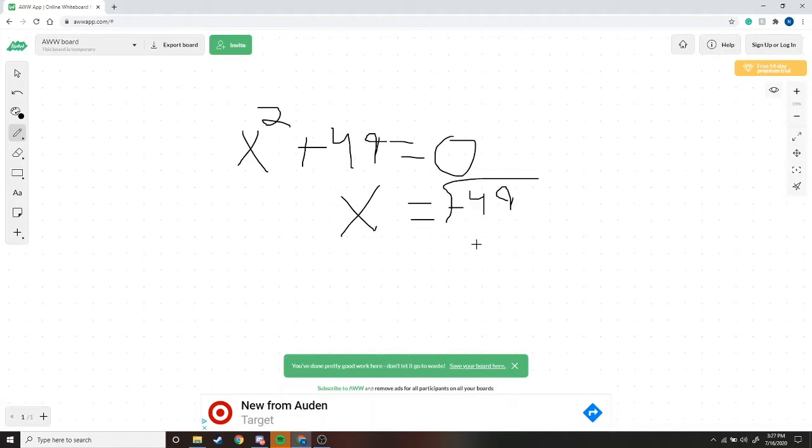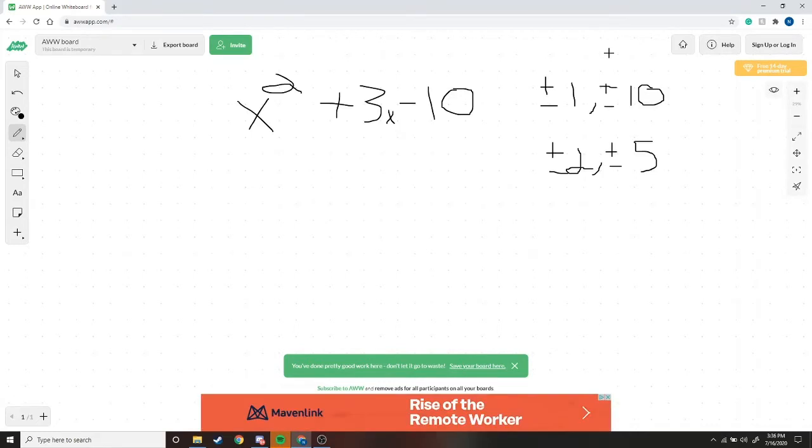Now, there's something special about this. When there's a negative inside the square root sign, this means that there is not a real number answer. You can only have negative square roots using imaginary numbers, which you'll learn in your future math career. Next, we're going to be moving on to quadratic and cubic functions.